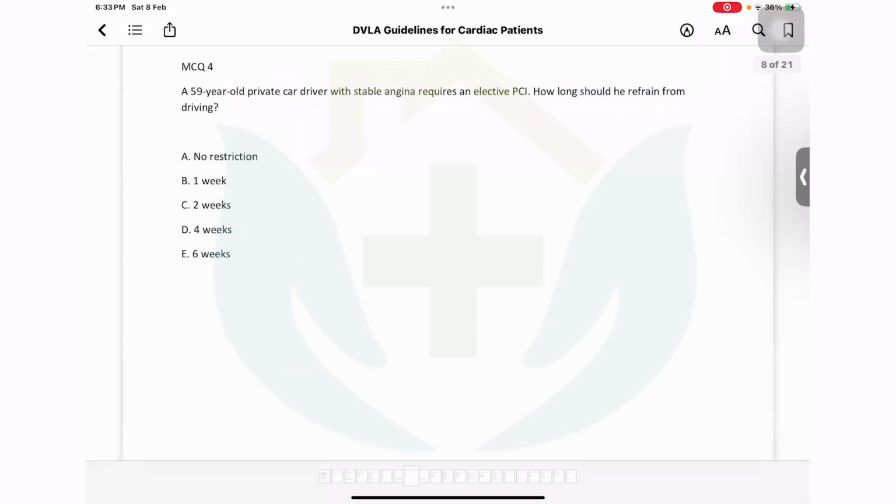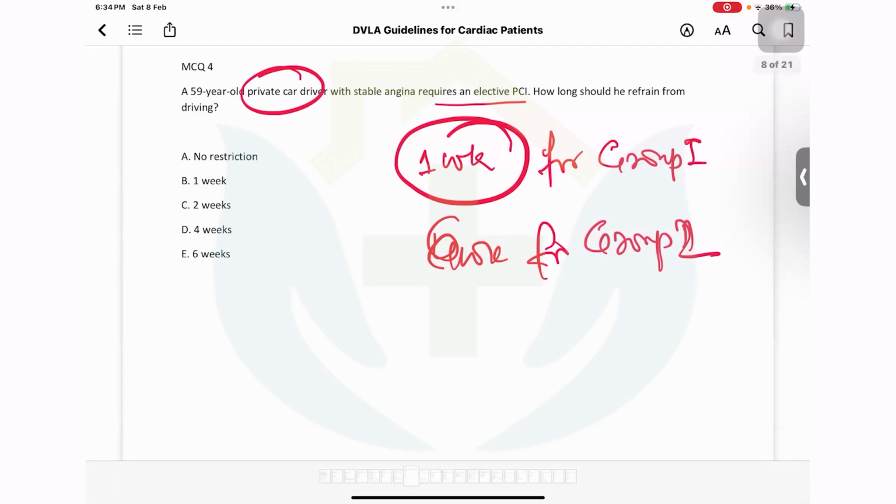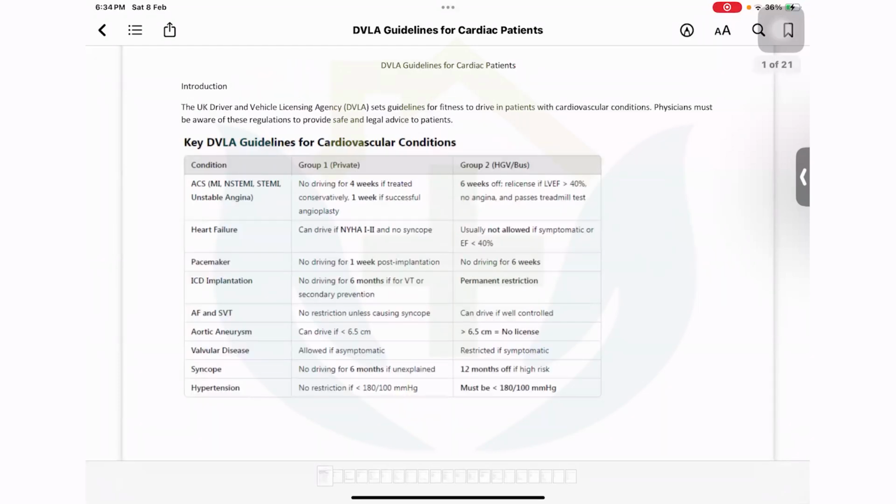A 59-year-old private car driver with stable angina requires an elective PCI. How long should he refrain from driving? Private car. 4 weeks, sir. 4 weeks. 1 week for group 1. 4 weeks for group 2. Sorry, 6 weeks for group 2. I'll take you again. No driving for 4 weeks if treated conservatively. 1 week for successful angioplasty. So how many days?